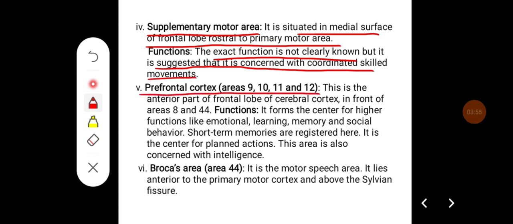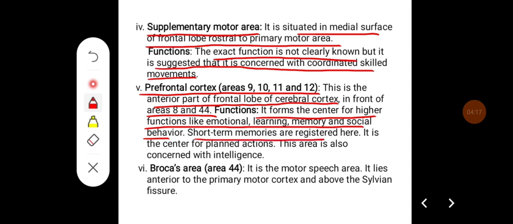Prefrontal cortex, that is area number 9, 10, 11 and 12. This is the anterior part of the frontal lobe of the cerebral cortex in front of area 8 and area 44. The functions of prefrontal cortex are: it forms the center for higher functions like emotional, learning, memory and social behavior. Short-term memories are registered here, and it is the center for planned actions. The area is also concerned with the intelligence.